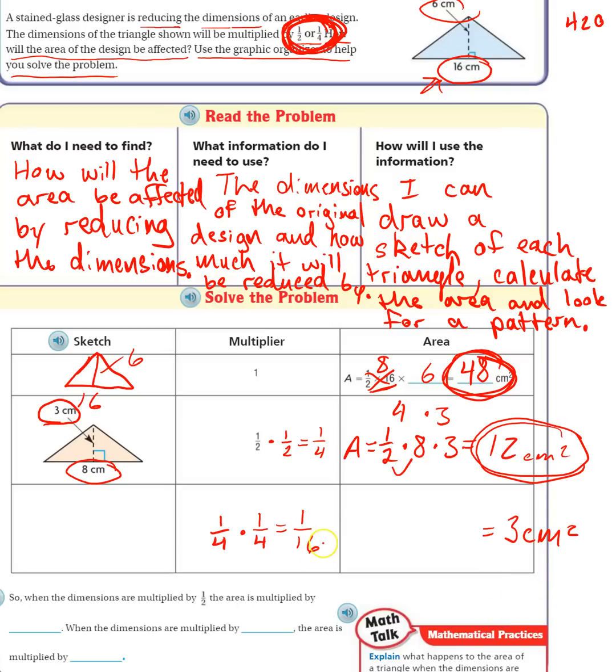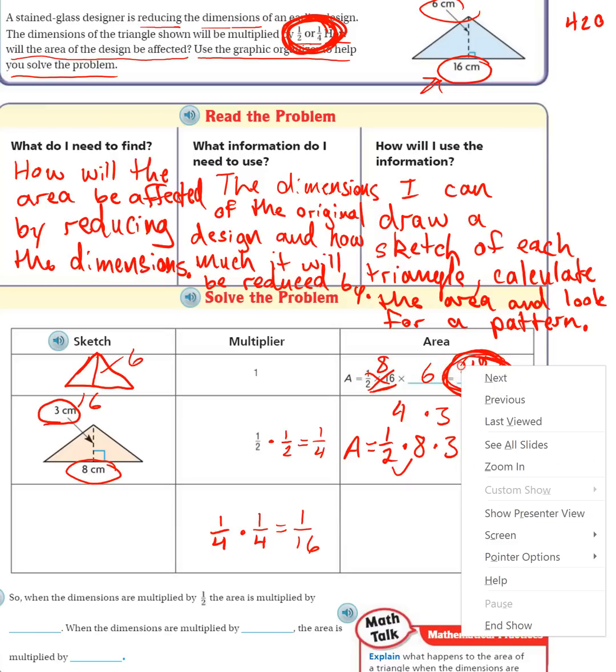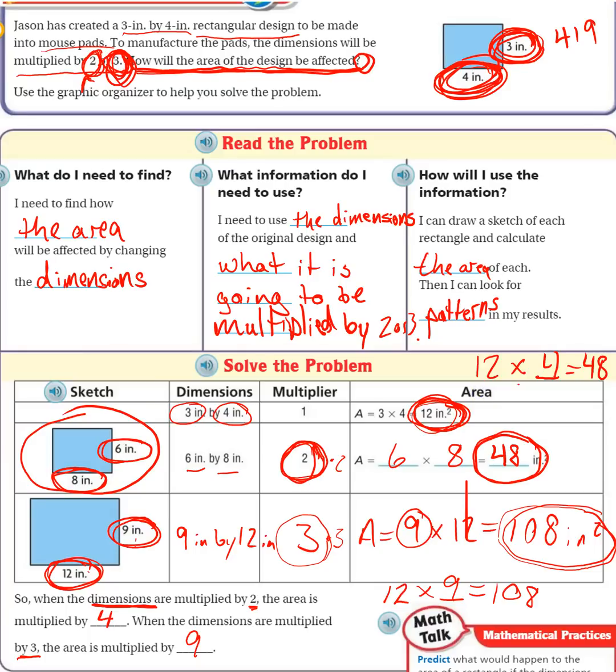Because that is 1/16 of 48. And on the last page, if we look back, remember we did 2 times 2. So it was 4, the area was 4 times bigger. When the multiplier was 3, we did 3 times 3. The area was 9 times bigger than the original. So notice we're just multiplying it by itself. Whatever the multiplier was, we multiply it by itself to find the new area.